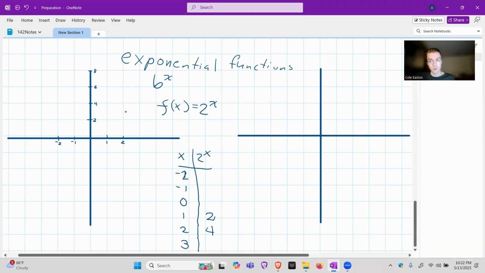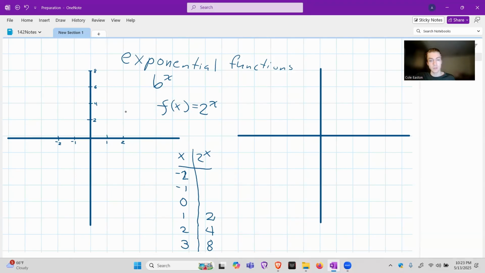Let's go one more. Cubed, 2 cubed, so 2 times 2 times 2 is 8. So I'll put an 8 here. 2 to the 0 is 1. So anything to the 0 power is 1 except 0. 0 to the 0 is not typically defined. We say that it's an indeterminate form.